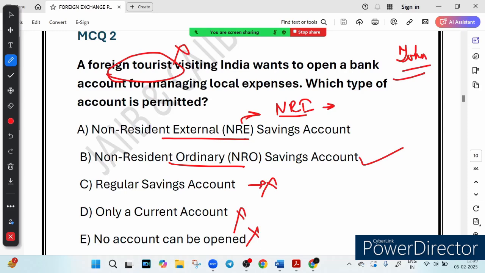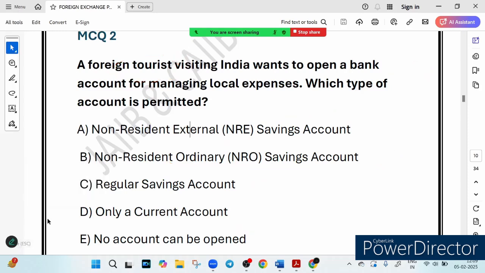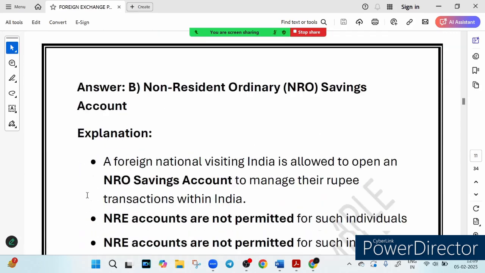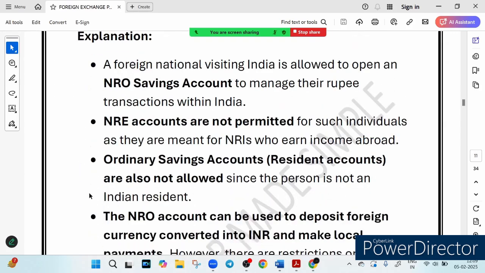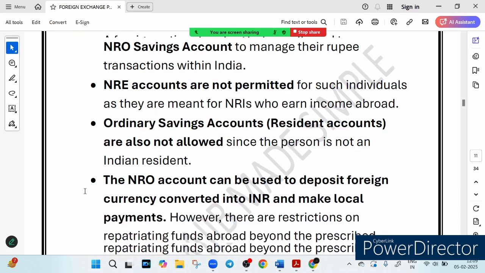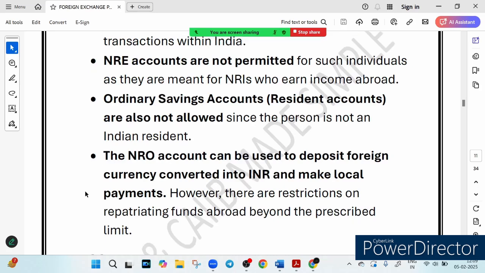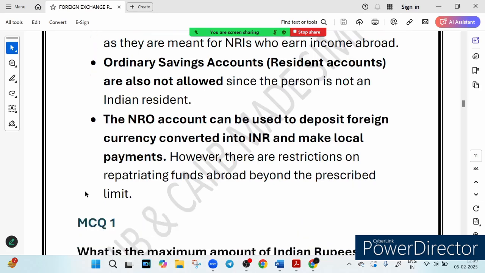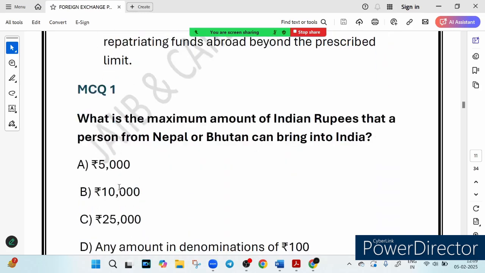So what we learned from this particular question, let me summarize the facts. Foreign tourists can open an NRO savings account in India. NRE accounts are only for NRIs, not for tourists. Regular savings accounts are for Indian residents. A current account is not needed for tourists, and tourists can deposit foreign currency in an NRO account, but repatriation limits apply. They cannot repatriate the entire fund. There are limits on how much of the fund they can repatriate.